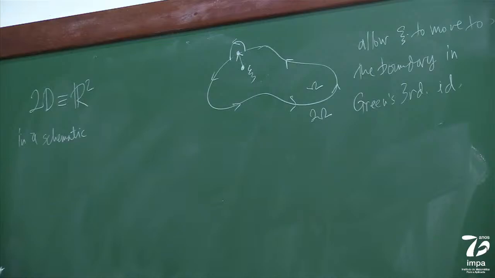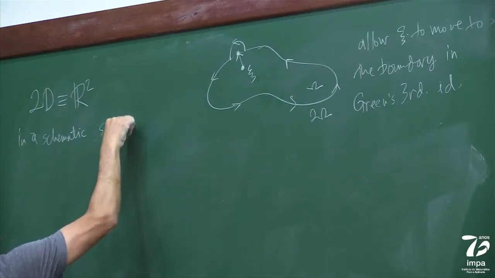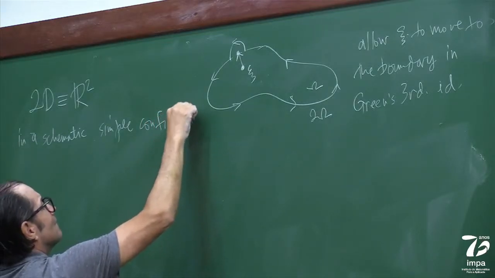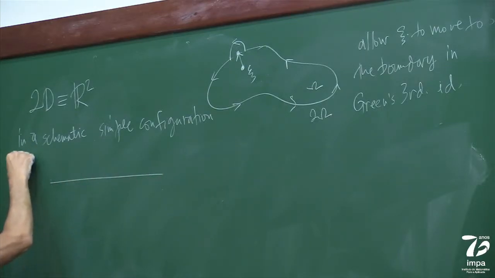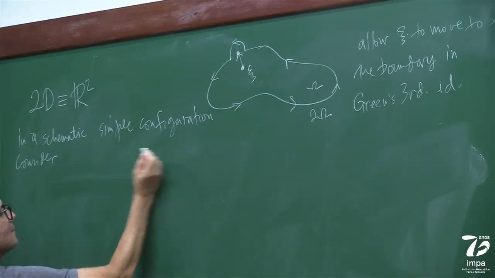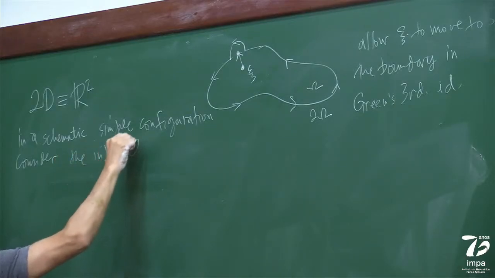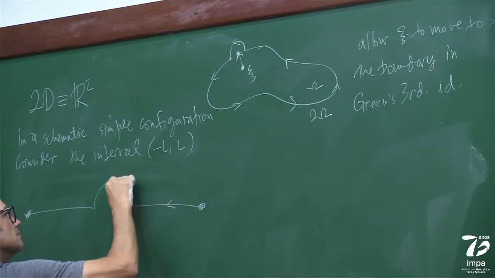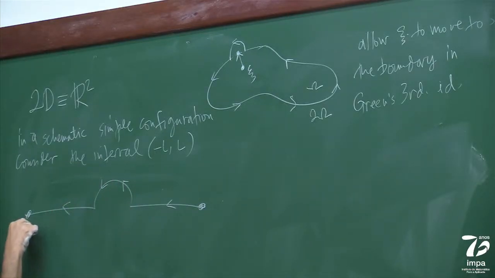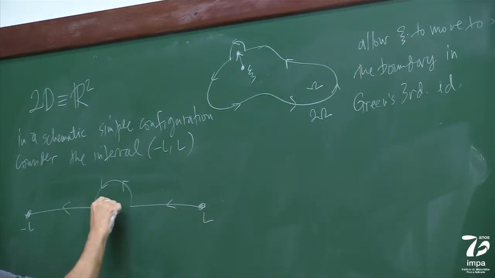I'm not going to do it in all generality. I'm going to give you the result in all generality, but I'm going to just show to you in a schematic, simple way so you believe what's going on. So in a schematic, simple configuration, consider the interval minus L, where I have this. So I'm going to say that C is equal to x bar.